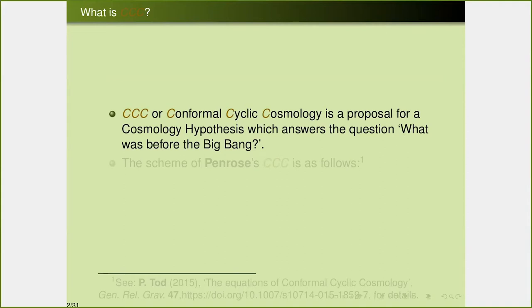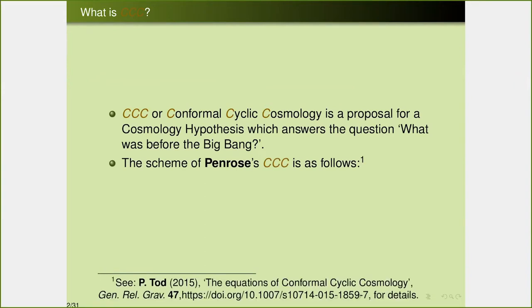I will not be talking about why, but I will try to show very quickly how to model this thing, which is called conformal cyclic cosmology. At the beginning, I very closely follow the proposal for how to make the setting for conformal cyclic cosmology due to Paul Tod. That's the reference here. So let me start.